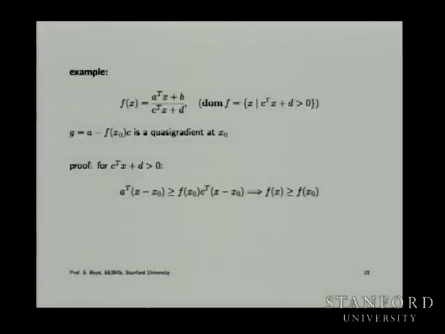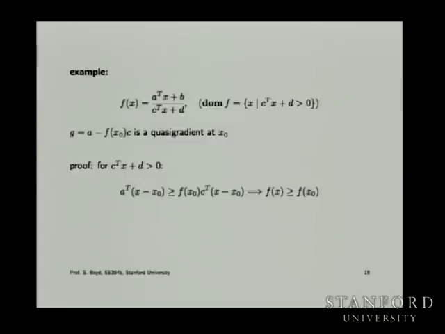So let's look at some examples. The canonical example of a quasi-convex function is linear fractional. So we look at a linear fractional function on the domain, which is the open half space where the denominator is positive. Here you can easily work out what a quasi-gradient is. It's just a quick calculation. For example, here you calculate one this way. It's just a minus f of x0 c. I mean, this is easy. You simply write f of x is less than f of x0.